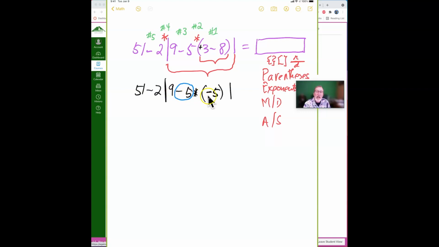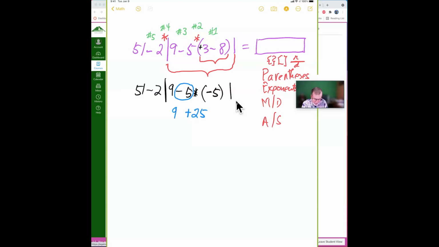So we have -5 times -5. Now, we are up a level on PEMDAS here. We have gone from addition or subtraction to multiplication or division. The rules are slightly different when we multiply or divide numbers. In this case, we have 2 negative numbers, and a negative times a negative always gives you a positive. So 5 times 5 is 25, and the sign is positive.